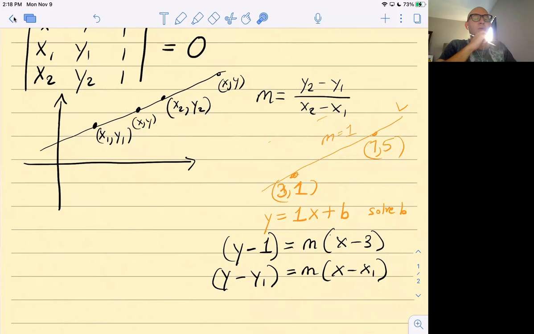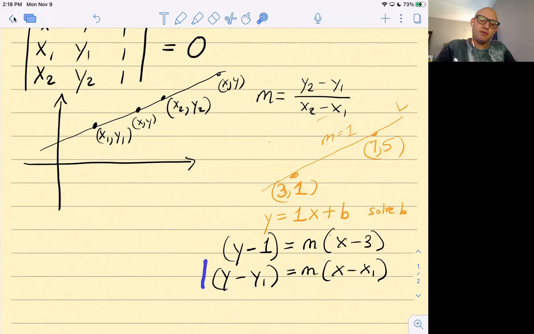Yes, so this question is a little bit strange. You'll see in a second what the matrix has to do with it. For now, it has nothing to do with it. We're actually just finding the equation using what we learned about equations of lines.